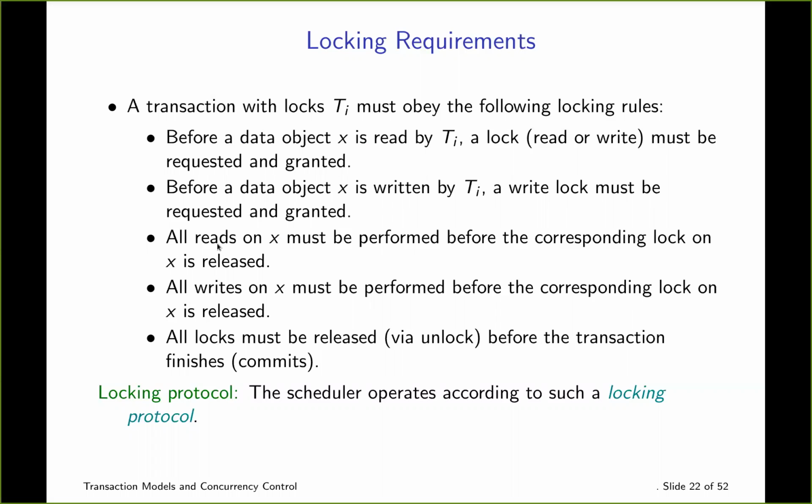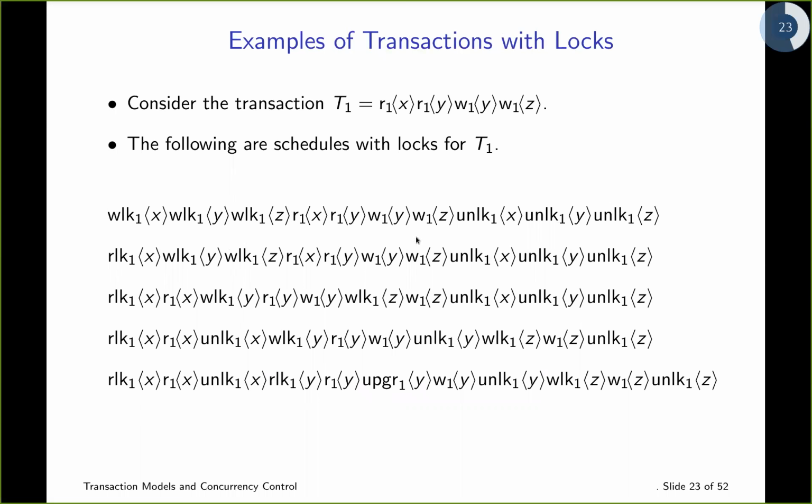Okay, so these locks actually matter. Here's an example of a transaction with locks. Look at transaction T1, where you read X, read Y, write Y, and write Z. In the schedule with locks for T1, we get a write lock on X, a write lock on Y, and a write lock on Z. That gives us the read and write locks on all those items, and then we do the operations, and then we unlock these items as well.